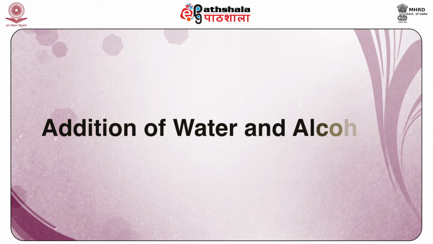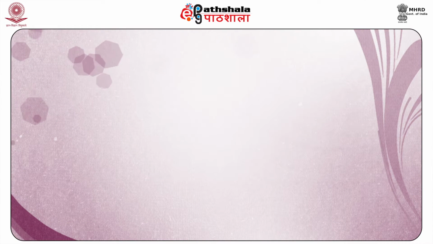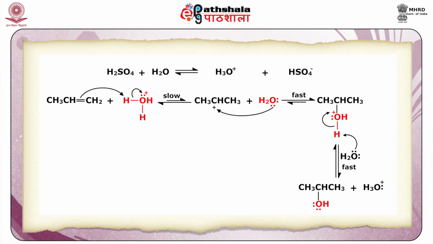Coming to the addition of water and alcohols. Water and alcohols cannot themselves react with the alkenes as they are not so electrophilic, rather they are nucleophilic. However, their electrophilic addition to alkenes is catalyzed by the presence of a small amount of acids such as HCl or H2SO4, which can promote the water or alcohol to provide an electrophile to initiate the reaction.